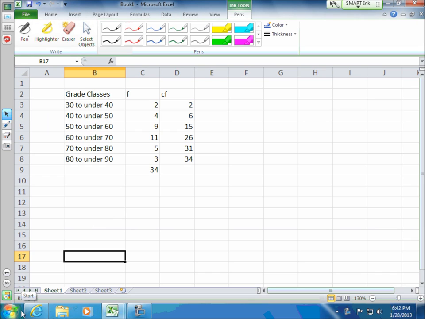This is an example of classified data, grades of students, classified in groups, and then the frequency of each group is there, but we don't know what the exact numbers are. So we know that there are two observations in the first class, four observations in the second class, and so forth. What we want to do is find out what would be the median of this data set. There are 34 numbers in there, but we don't know exactly what the median is because we don't know the numbers to tell what the median is.